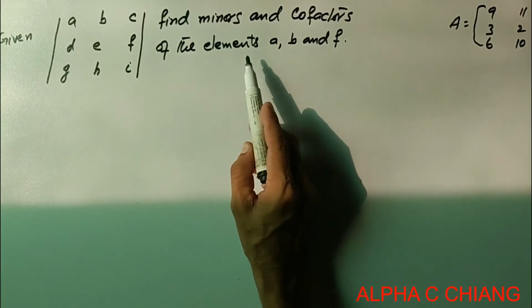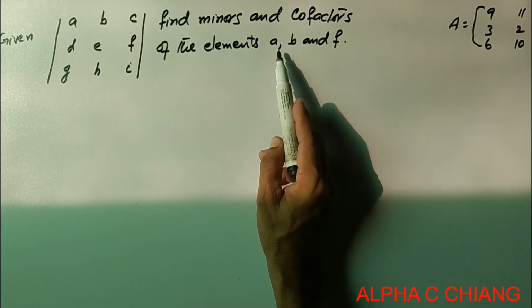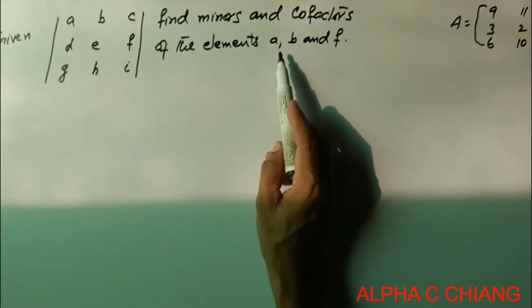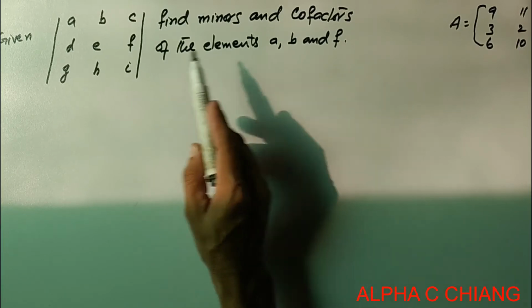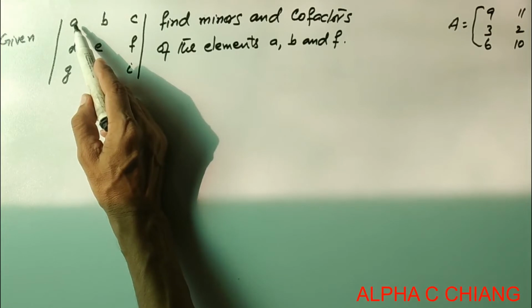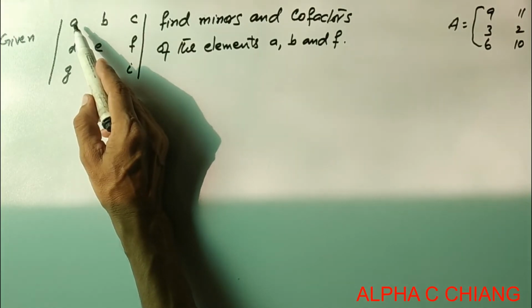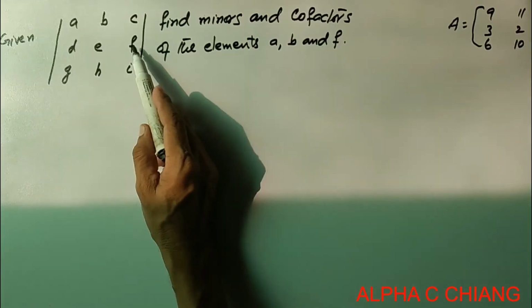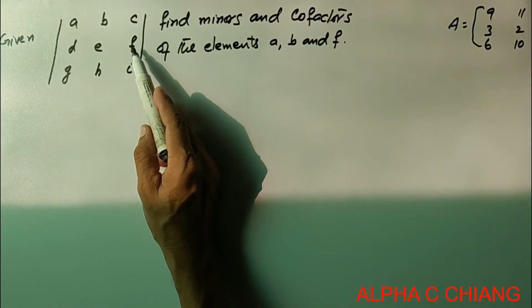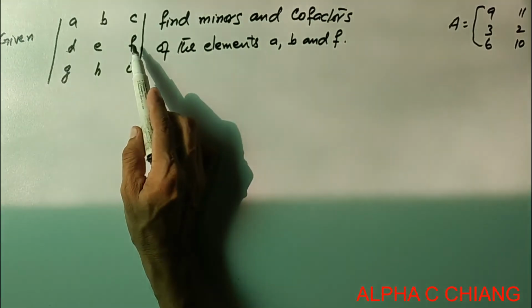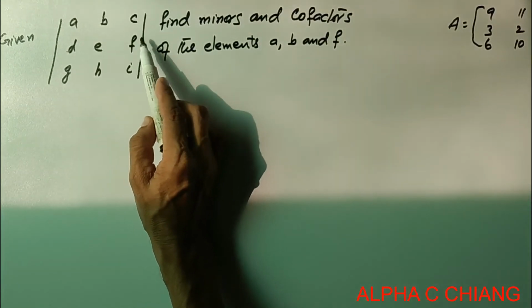In the question they asked to find the minors and cofactors of A, B and F. First of all, we have to see what the address of A is. So the address of this element is A11, and the address of B is A12, and the address of F is A23. Why 23? Because it is in the second row and third column.